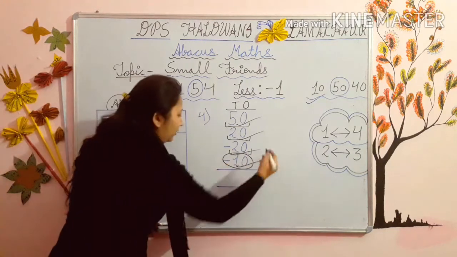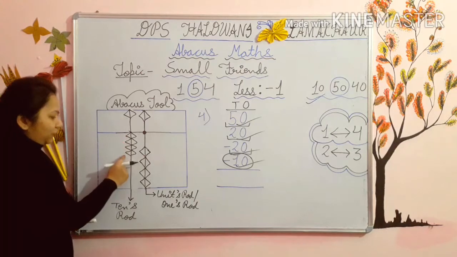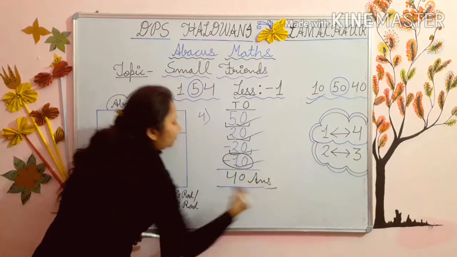Now this is done. Now count. You can say 1, 2, 3, 4, or you can say 10, 20, 30, 40, and here nothing. So your answer is 40.